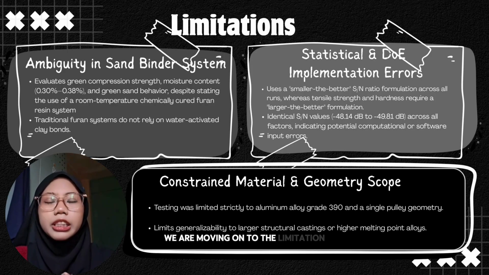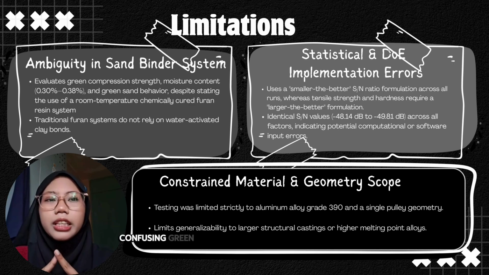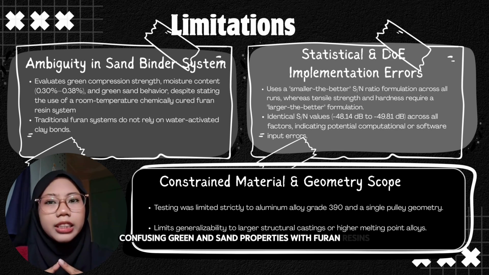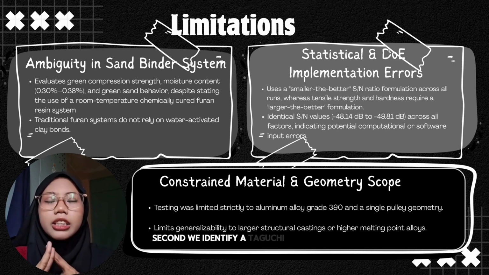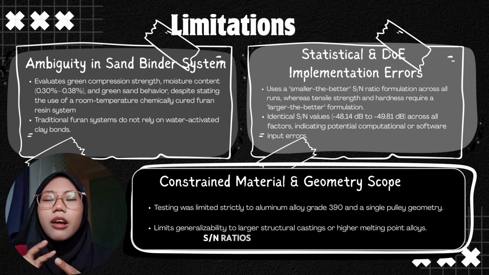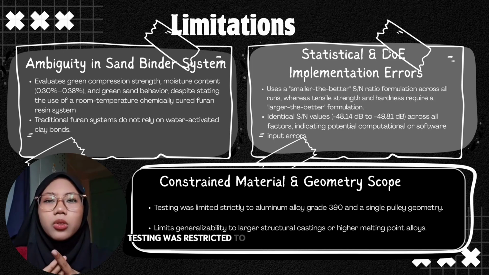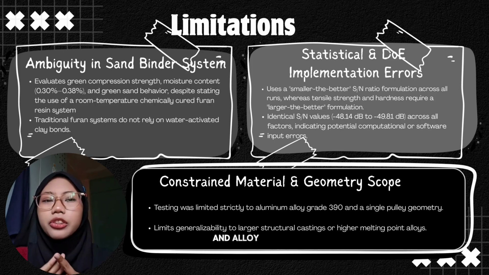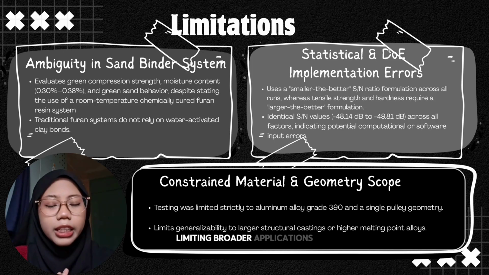We're moving on to the limitations. First, the paper contains ambiguity in its binder system, confusing green sand properties with furan resins. Second, we identified a Taguchi DOE error where the wrong formula was used for surface roughness S/N ratios. Finally, testing was restricted to a single pulley geometry and alloy 390, limiting broader applications.